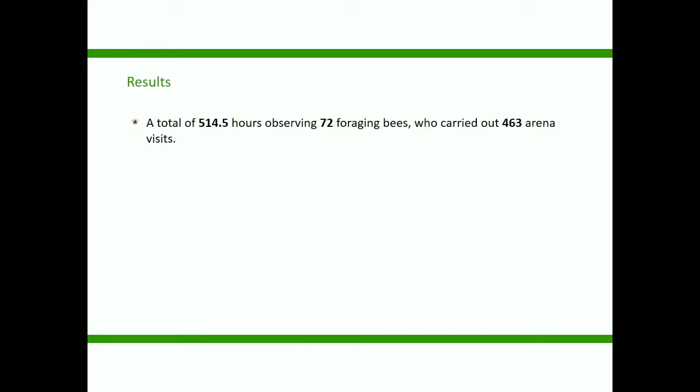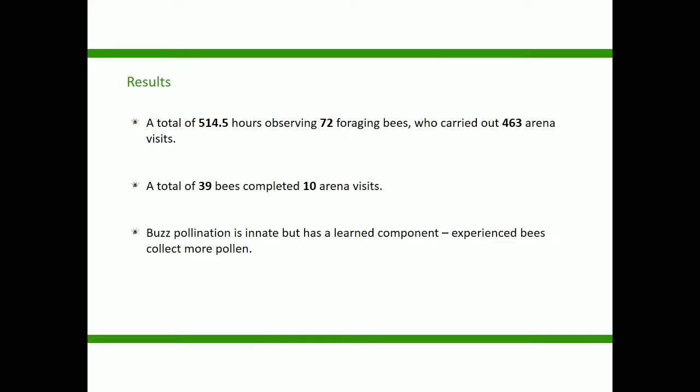We spent over 500 hours observing 72 foraging bees, and they carried out a total of 463 arena visits. And a total of 39 bees completed 10 arena visits. And this is the number that we were aiming for, because we wanted to get an idea of learning and how bees change their behavior over time. And from these observations, we found that buzz pollination is an innate behavior, as all naive bees were able to buzz pollinate on their first visit to a flower. But it does have a learned component, because experienced bees collected more pollen.